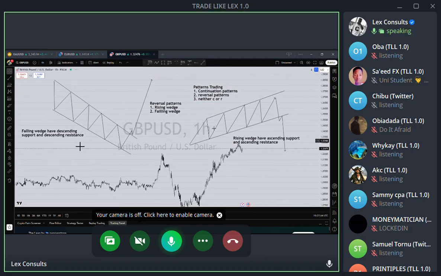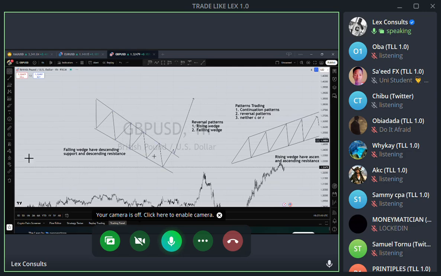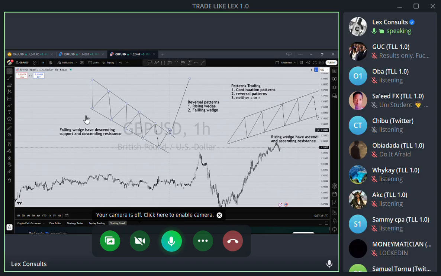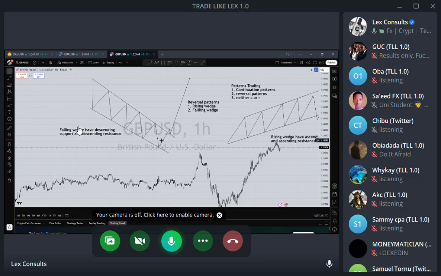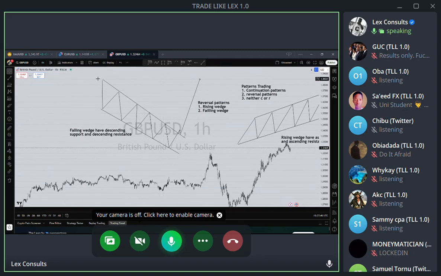So we have the falling wedge. As you can see, we have descending support and descending resistance. Price consolidates in a descending form. The resistance is descending, support is descending, it breaks, and then you test to go up. The falling wedge is a bullish reversal pattern. Price consolidates in a descending form and then breaks to the upside. That is how the pattern is.